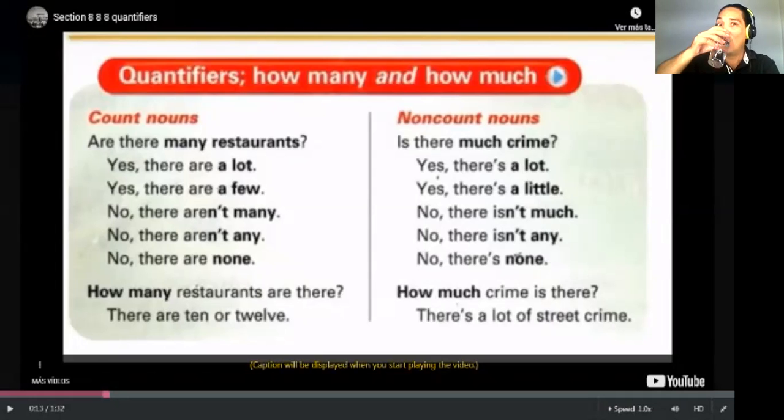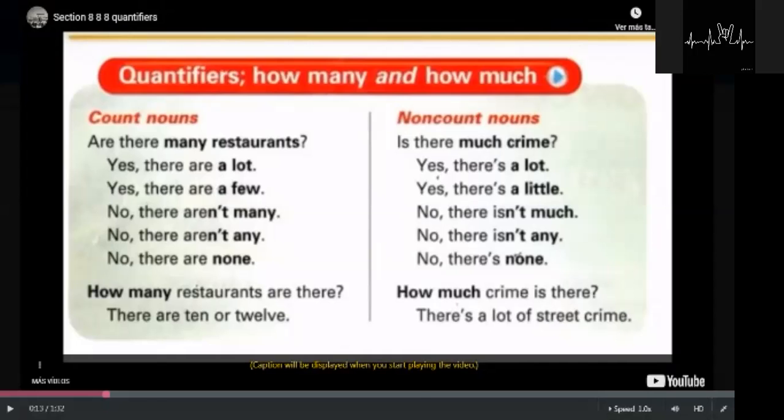What about things that you cannot count? Carla? Water? Milk? Excellent. Yeah, liquids. Ideas. An idea. You cannot count, okay? So I can ask you how much do you need to think? How much do you need to think? ¿Cuánto tienes que pensar? Okay, got it?